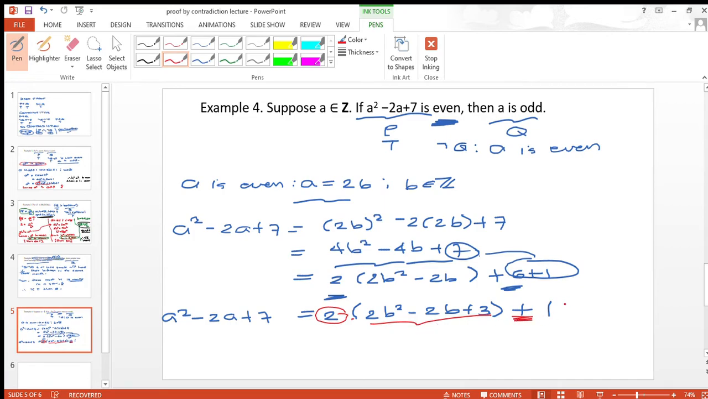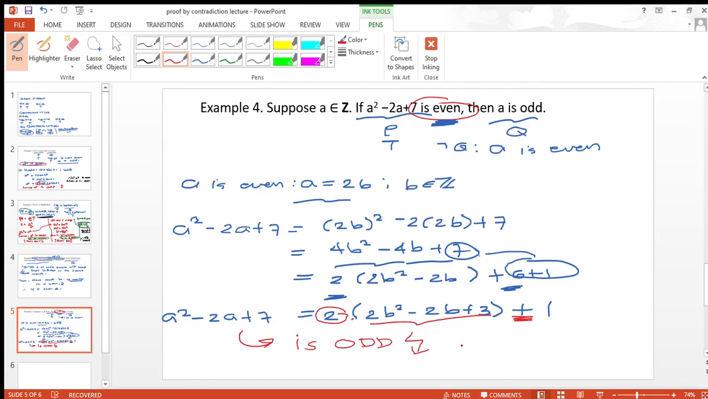So what's the indication there? It means that because of our expression, A squared minus 2A plus 7 must be odd, because you have 2 times an integer plus 1. But our assumption is that A squared minus 2A plus 7 is even. Therefore, we now find here a contradiction.